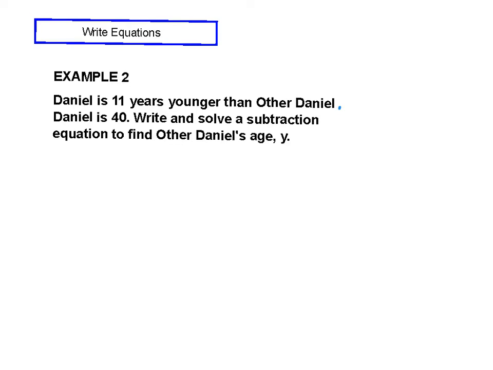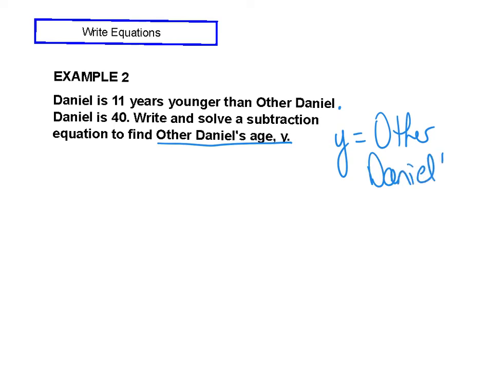Daniel is 11 years younger than other Daniel. I do not know how old other Daniel is, so the problem is telling me that other Daniel's age is y. Even though it's there, I'm still going to pull it out and define my variable. This is other Daniel's age. So this is the first step we do every single time. We always want to define our variable. We need to know what the variable is and what it represents. So that is done. We take what we know and start writing the equation.